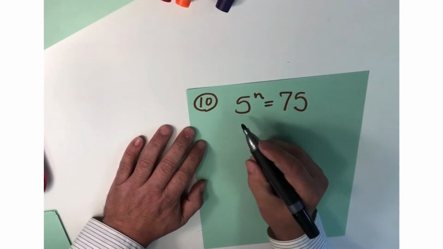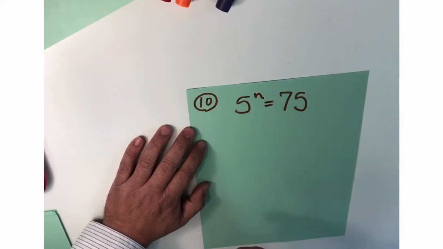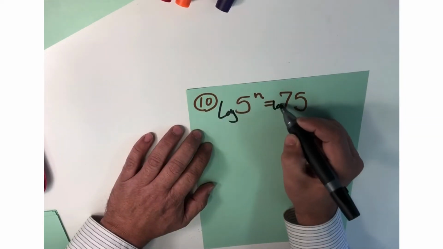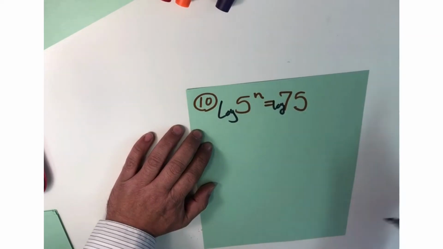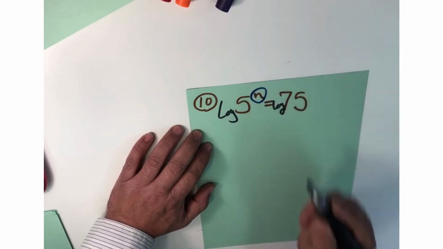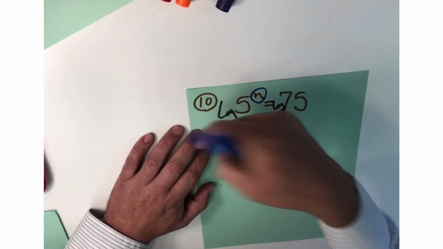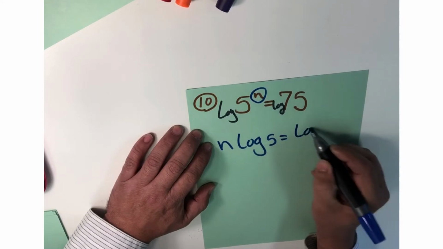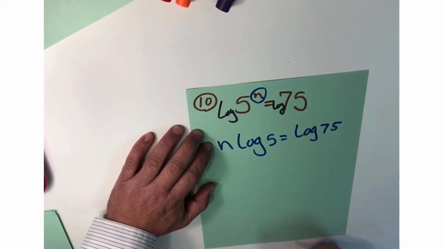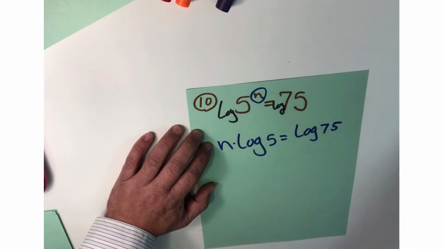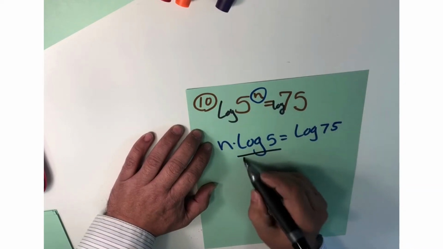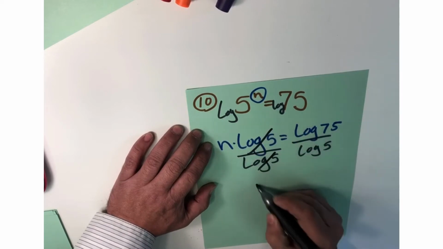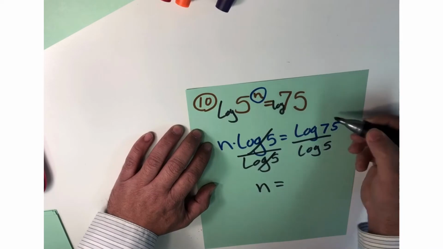In other words, you're going to introduce the word log on both sides. This is why we need logs. So if I put the word log here and log here, you're now going to remember that this is a power. And where do powers go? In the front. So n log 5 is equal to log of 75. If I was solving for n, that is multiplication, and the opposite of multiplication is division. So you divide both sides by log 5, and you will get your n to be this.